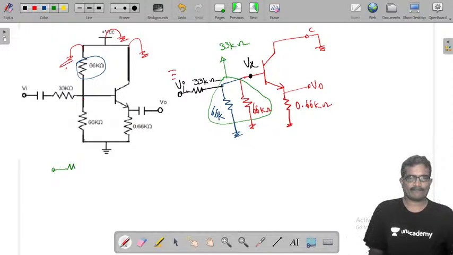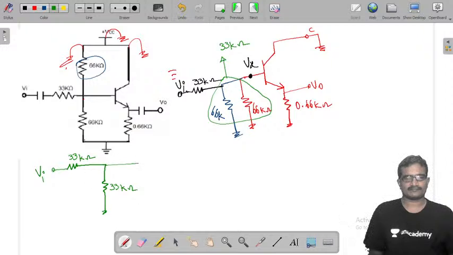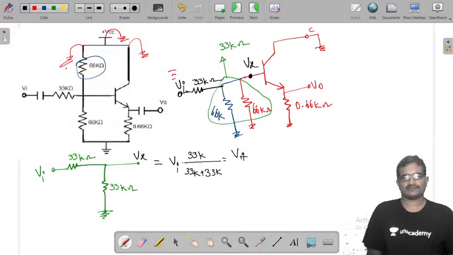It is Vi, 33k, another 33k, another 33k, and this is the voltage Vx. From this we can write Vx equals Vi into 33k by 33k plus 33k, that is Vi by 2.